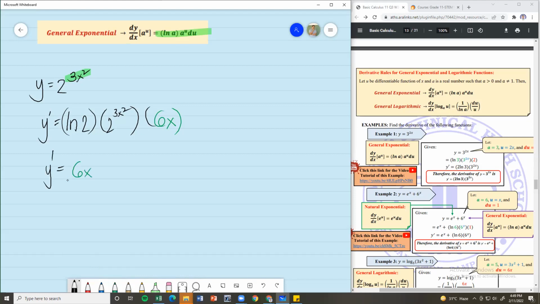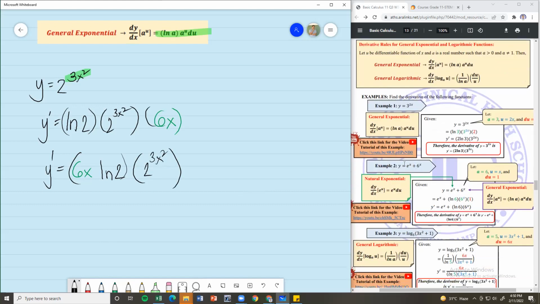6x. And then ln2 times, those are just in parentheses. Okay, the 6x doesn't need it. Times 2 raised to 3x squared. Done. That's it. That's simple. Right? It's so easy. Okay. Other question or concern?